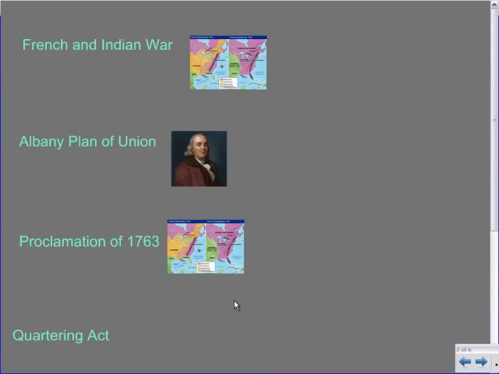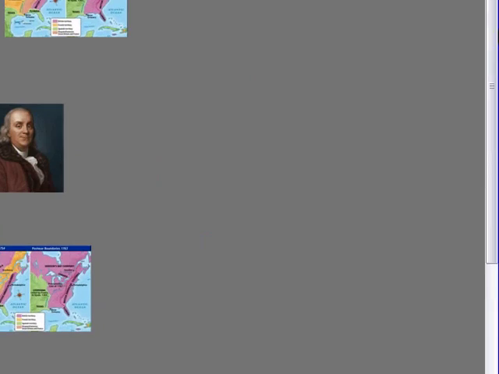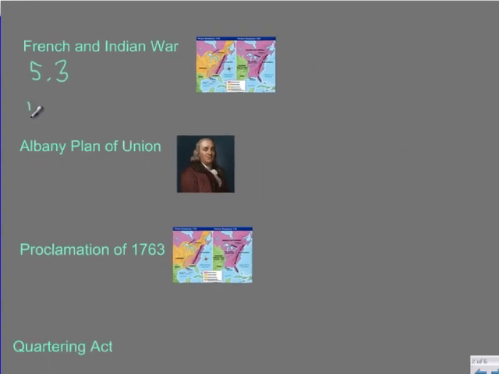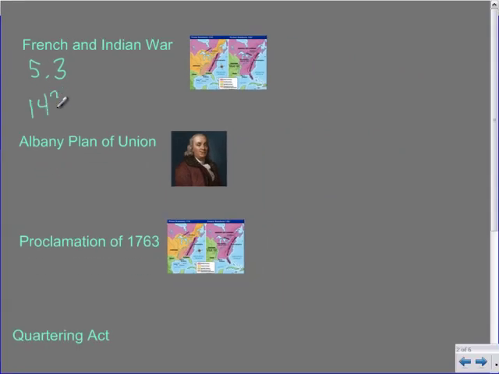Moving on to the French and Indian War. This is not on your study guide specifically. The next thing on your study guide is the Albany Plan of Union, but the French and Indian War is chapter 5, section 3, and what we're looking at here is page 143 is where the section starts.